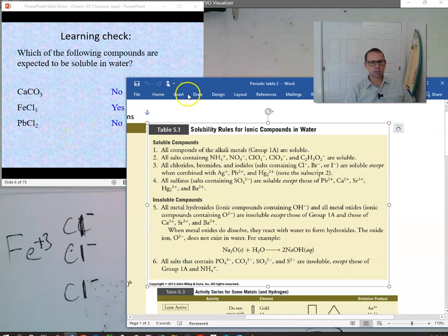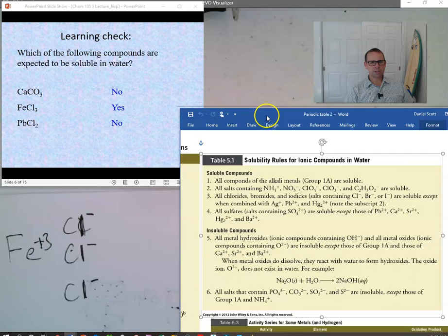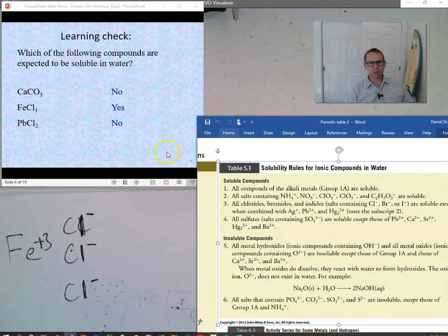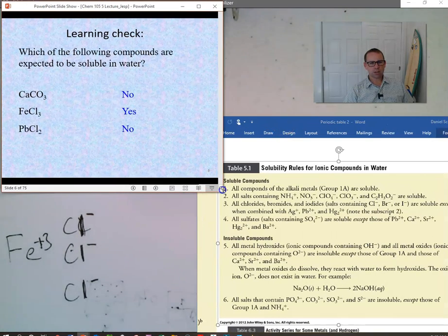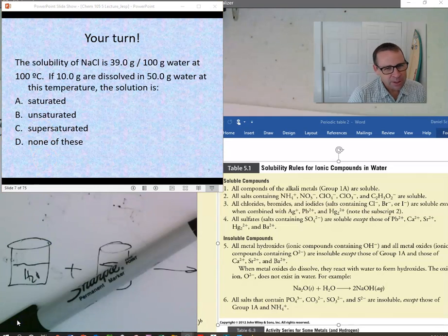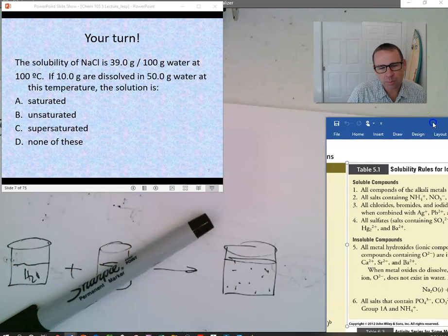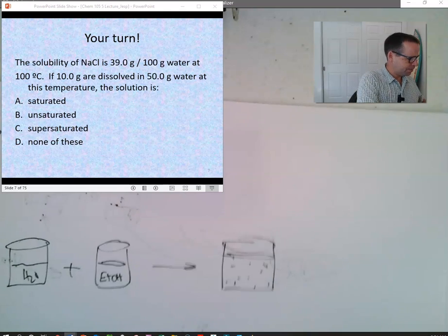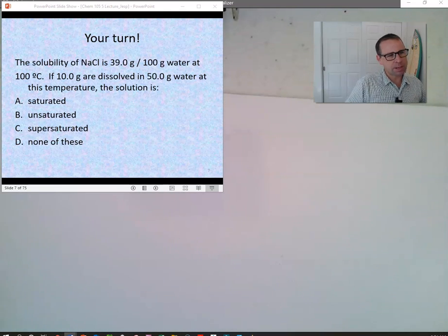Fabulous job. Very good. So you're learning how to use this solubility table to know whether or not different compounds dissolve in water. Fabulous work. So here's the question. Now, this question doesn't have to do with our solubility table, so I'll move that solubility table out of the way for now.